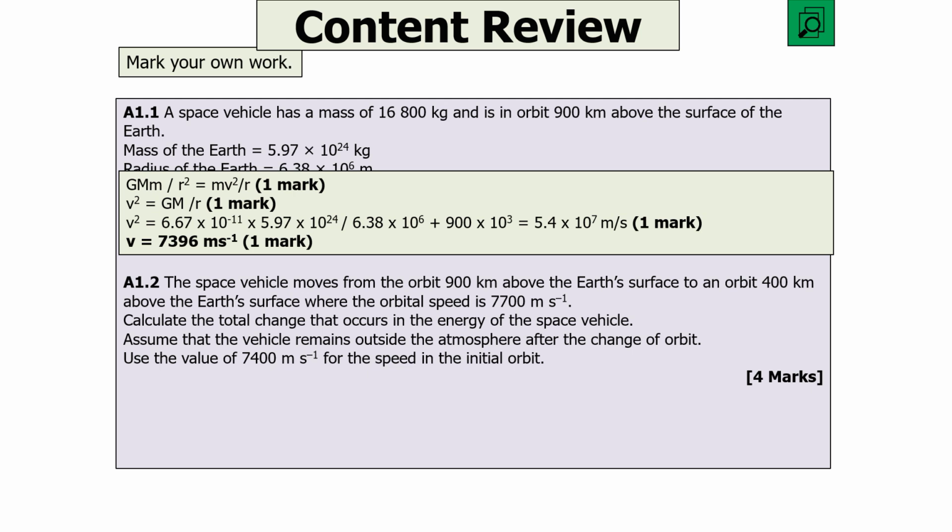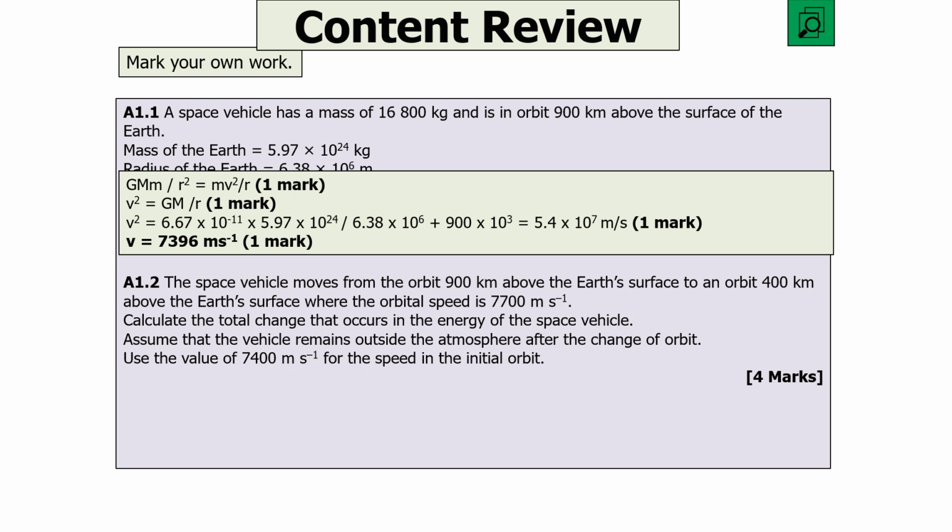Now again remember r is the distance from the centre of mass to the object. So you've got to add the radius of the Earth to the actual distance above the surface of the Earth, making sure we take our kilometres and turn them into metres. We then pop in our values and we get 7,396 metres per second.